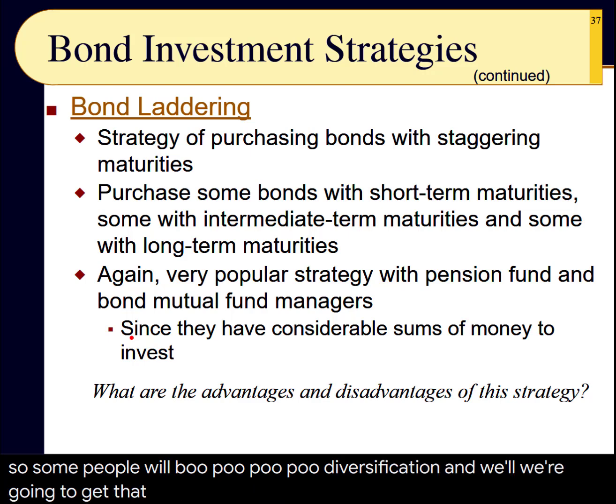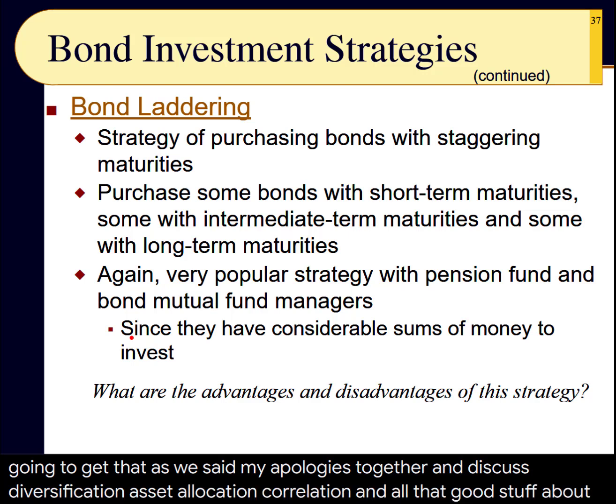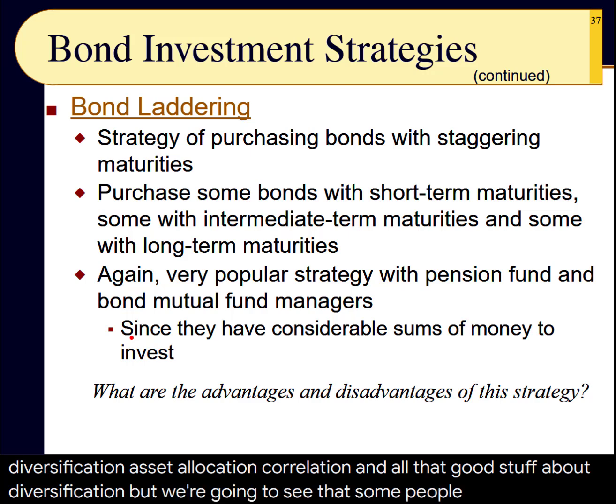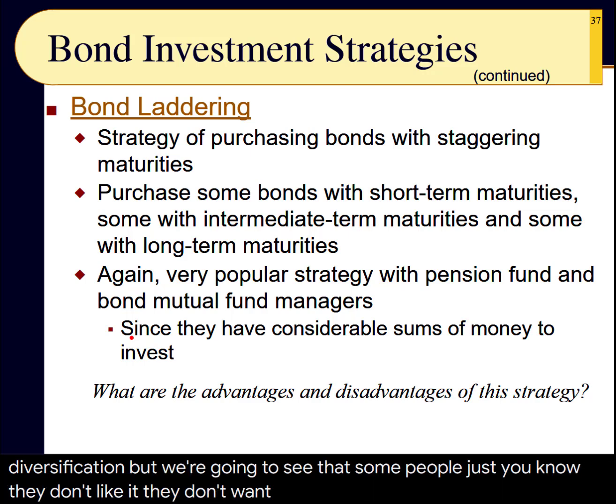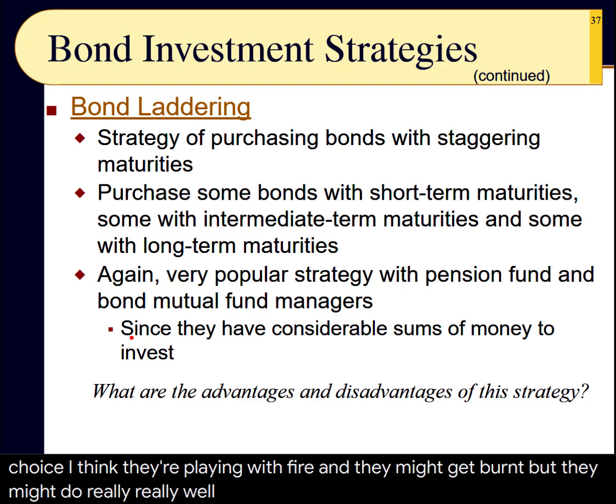We're going to, as we said, I'm getting ahead of myself. My apologies. But in chapter 11, we're going to tie everything together and discuss diversification, asset allocation, correlation, and all that good stuff about diversification. But we're going to see that some people just don't like it. They don't want to use it, and that's fine. That's their choice. I think they're playing with fire, and they might get burnt, but they might do really, really well. So who am I to say anything, right?